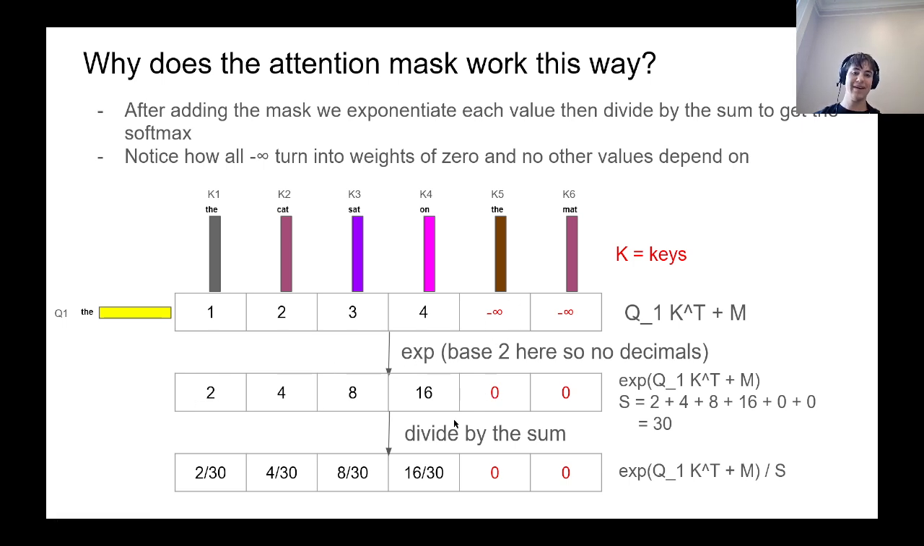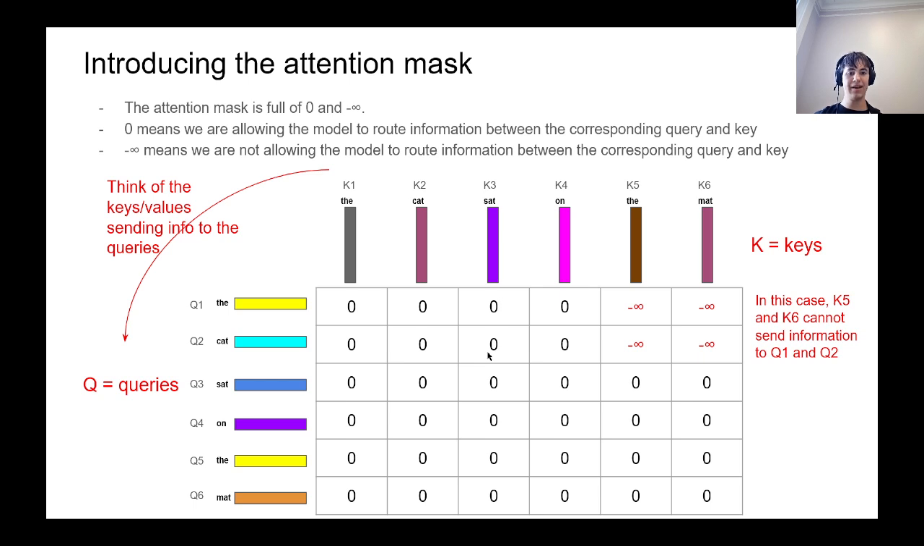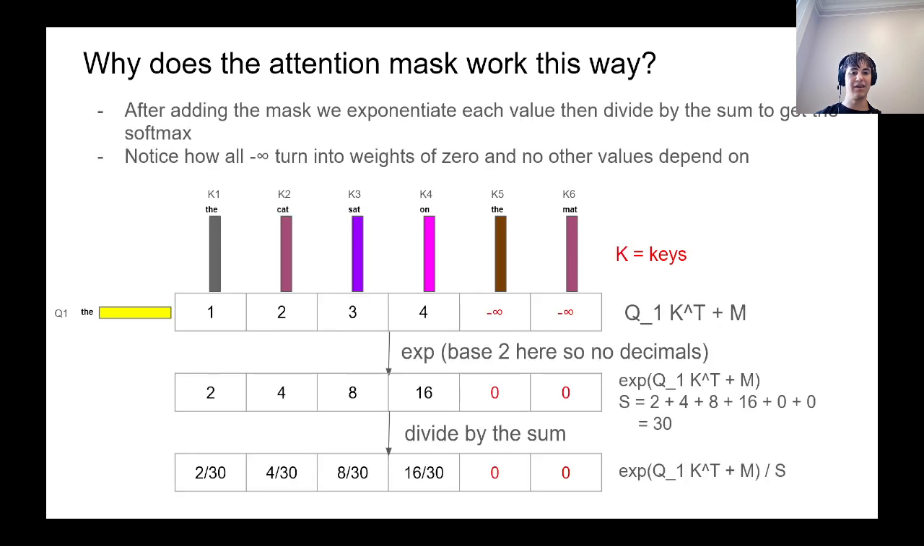I used base 2 because I didn't feel like having exponentials, but whatever, you get the point. You exponentiate negative infinity and you get 0, and this gives you this here. So 2, 4, 8, 16, 0, 0. Exponentiating negative infinity gives you 0. So that's why we use negative infinity and 0, because if you add 0, it doesn't do anything, but if you add negative infinity, it masks it due to the exponential.